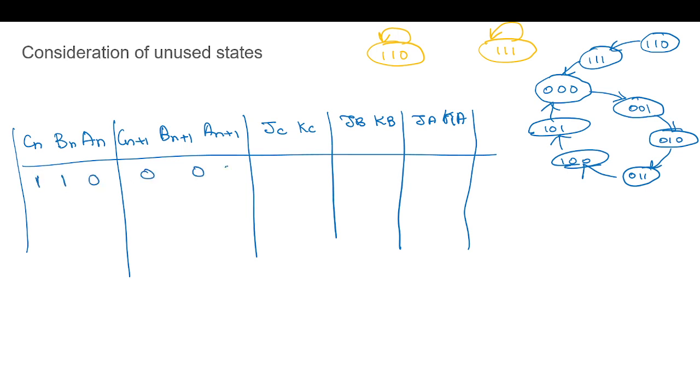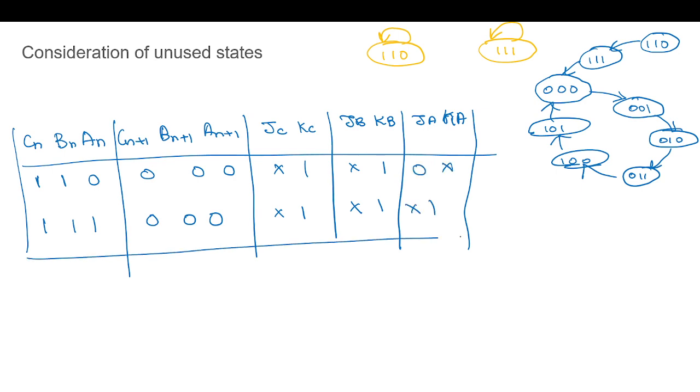From this state it should go to 0, and from 7 also it should go to 0. So the corresponding J and K values will be x1. From 1 to 0 it will be x1, and 0 to 0 will be 0 x1. So JC is both x, so JC will remain the same. B and A are both 1 1. So this alone will be changing.